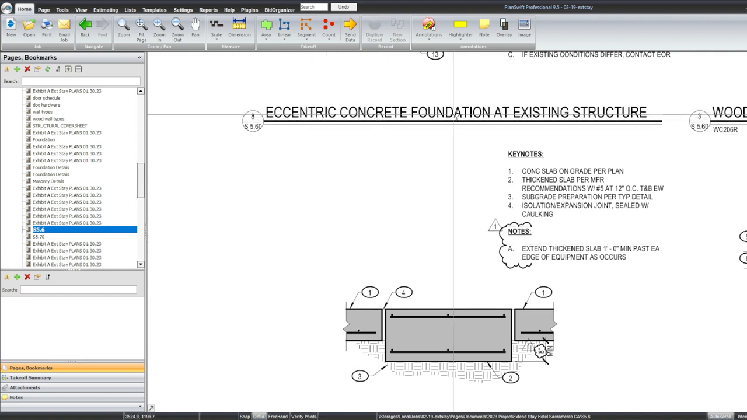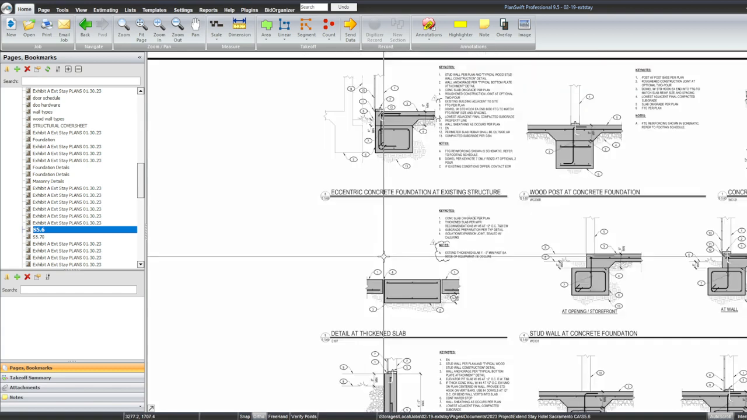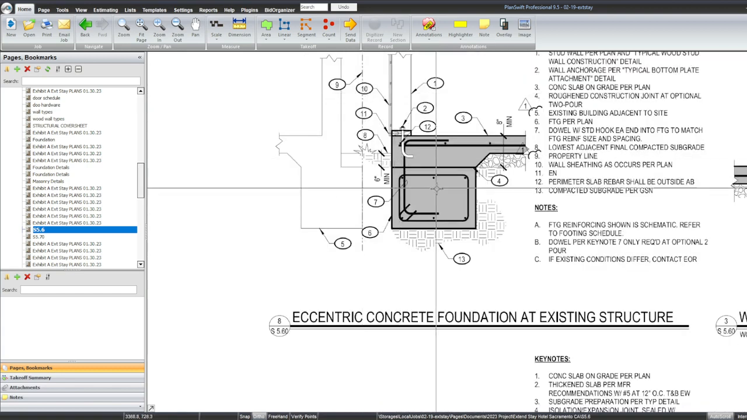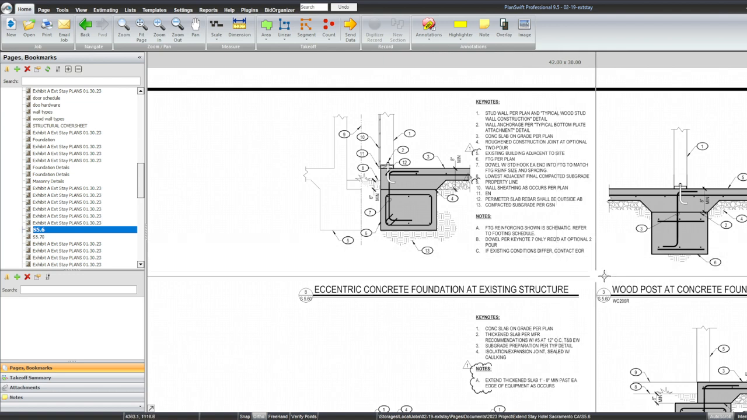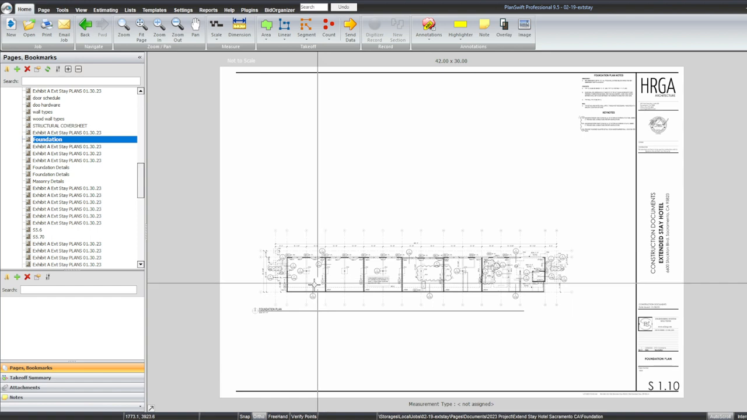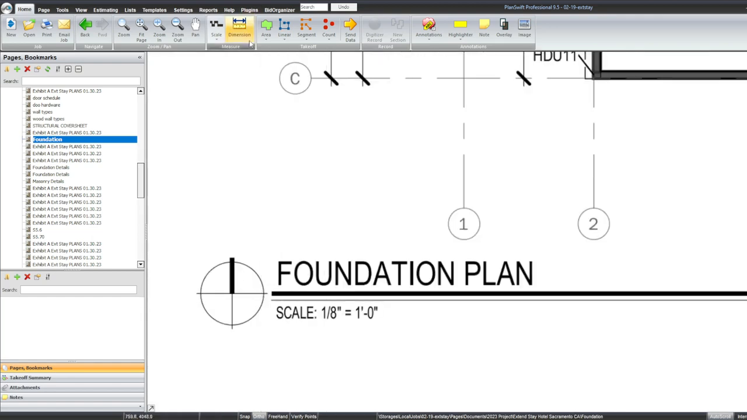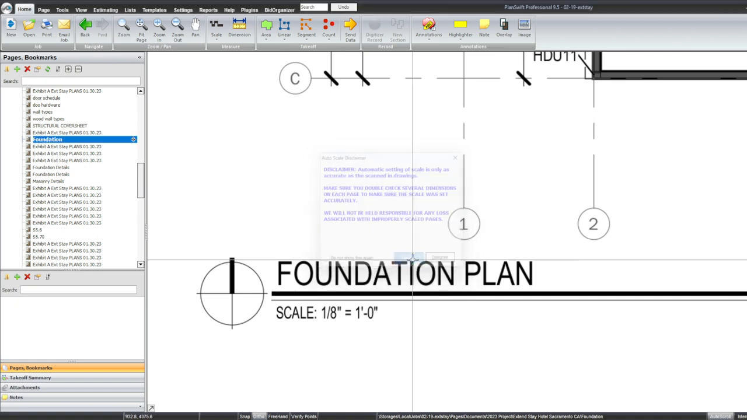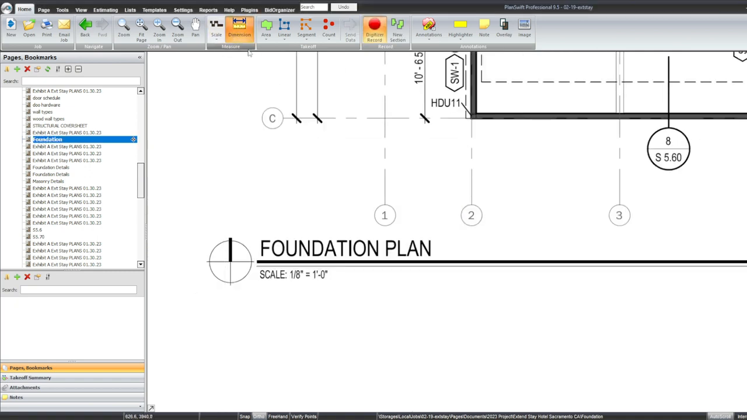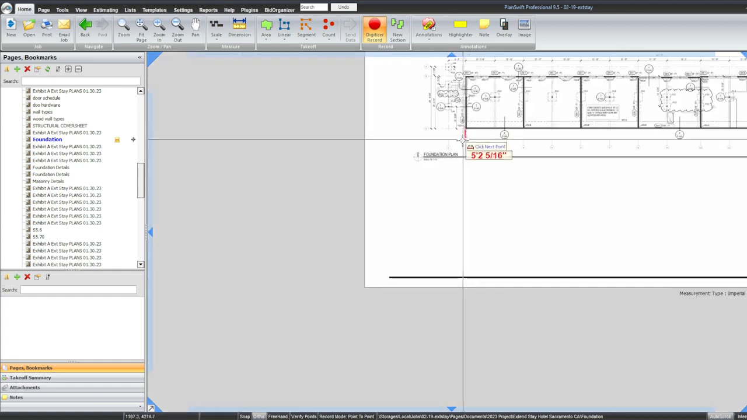Eccentric concrete foundation at existing structure. So yeah, it's at the existing structure. Okay, so that's that bottom part. So however many linear feet, let's go back. That's this. Set the scale. Let's figure out how many linear feet of that we have.